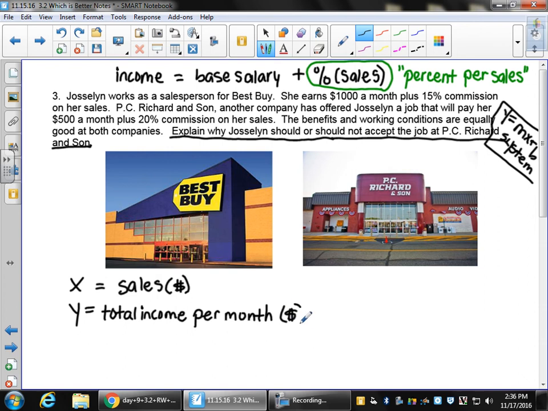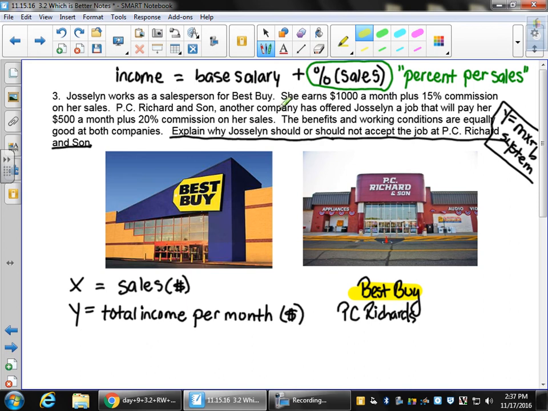And both of these are measured in money. So that's why it's very important we're very specific. We've got Best Buy and we have PC Richards. So let's write that down. Best Buy and PC Richards. We're looking for y equals mx plus b for both. To help us organize, color always helps. So I'm going to make Best Buy yellow. Let's go look and see what we know about Best Buy.